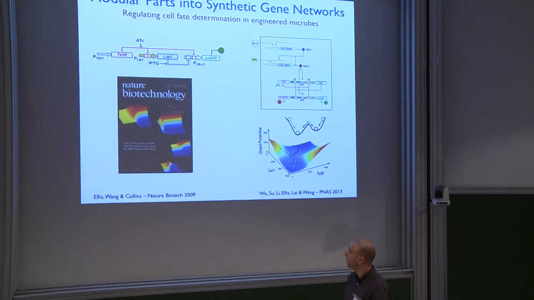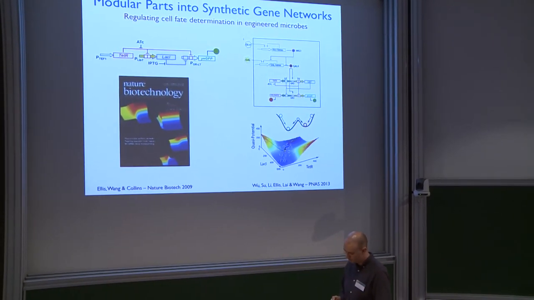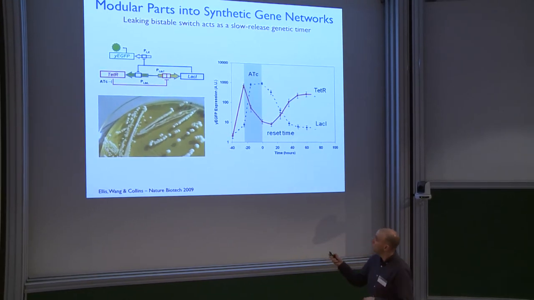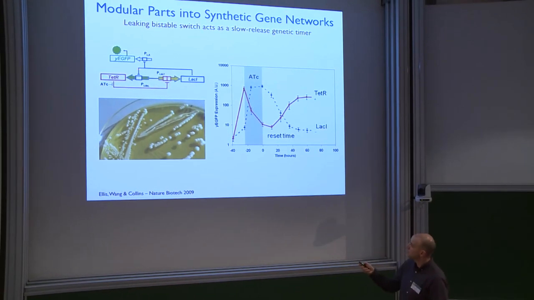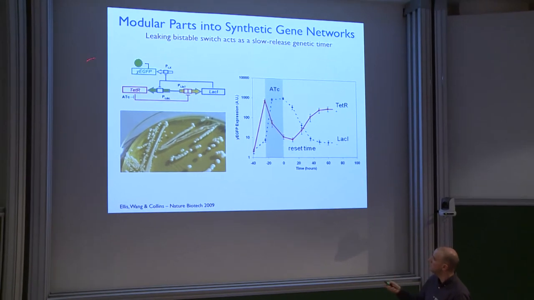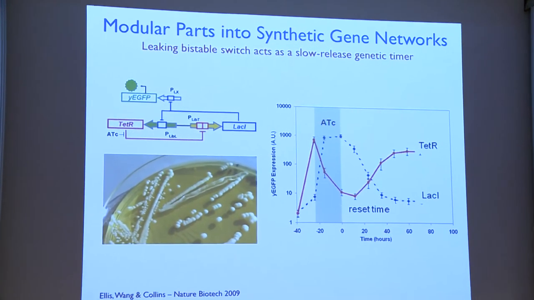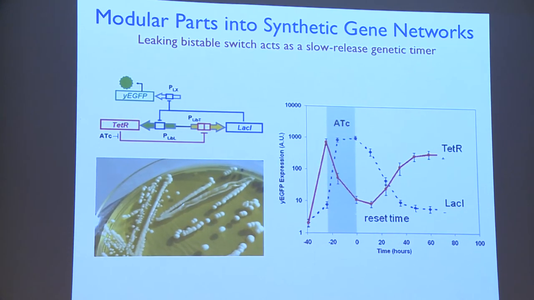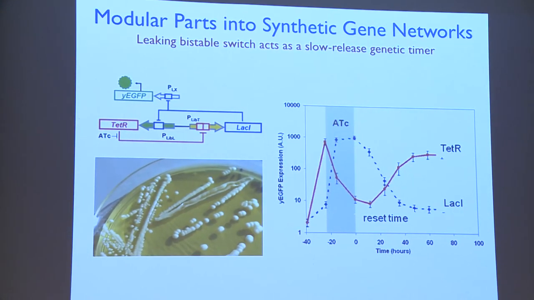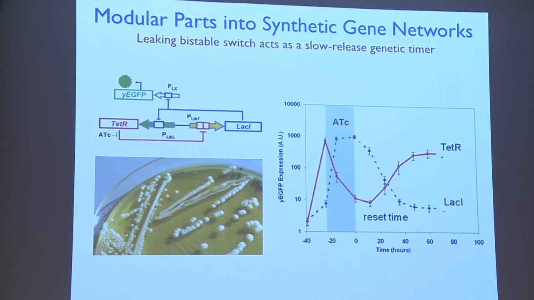Just to run you through one of the examples of these projects, we wired up two bacterial repressors against one another in what is effectively a leaky bistable switch system. And this became a way to program in, predictably, a timed message within the cells, with gene expression turning on after a certain period of time. So we called these slow release genetic timers.